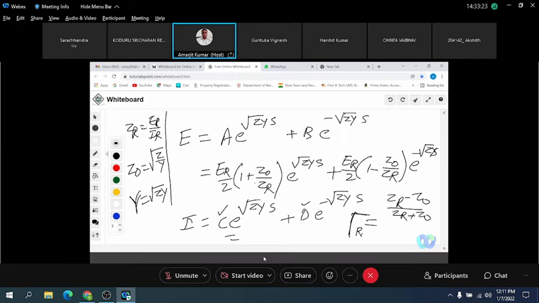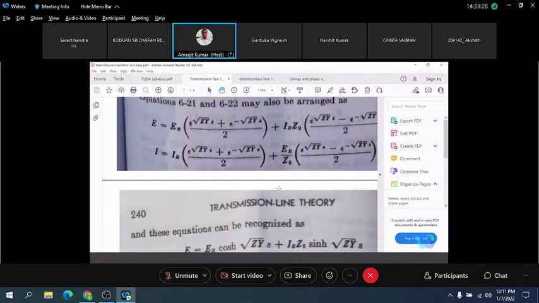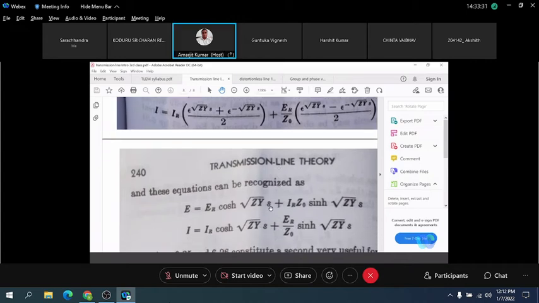So now we have these equations. If we put S is equal to 0 here, what is the value of cos hyperbolic 0 and sin hyperbolic 0? Sin hyperbolic 0 is 0. Cos hyperbolic 0 is 1. So E is equal to ER and I is equal to IR. So this is what we had assumed. This equation is in line with our assumption.